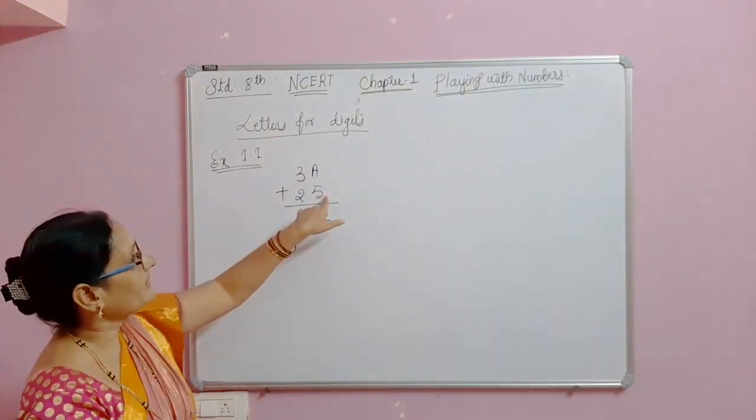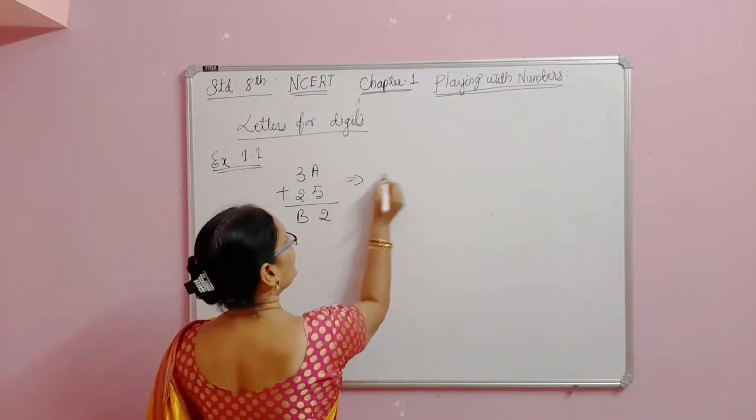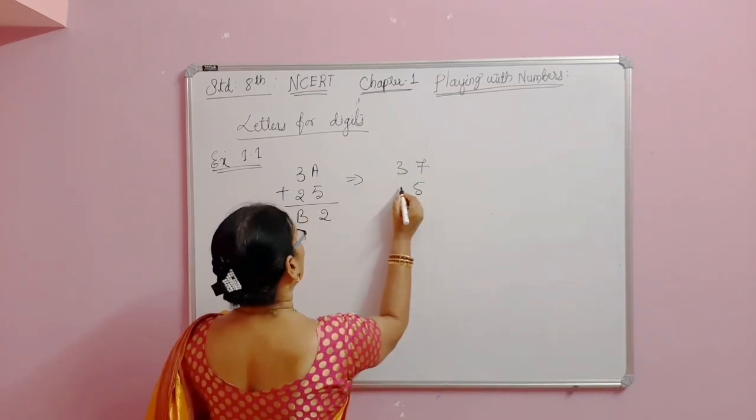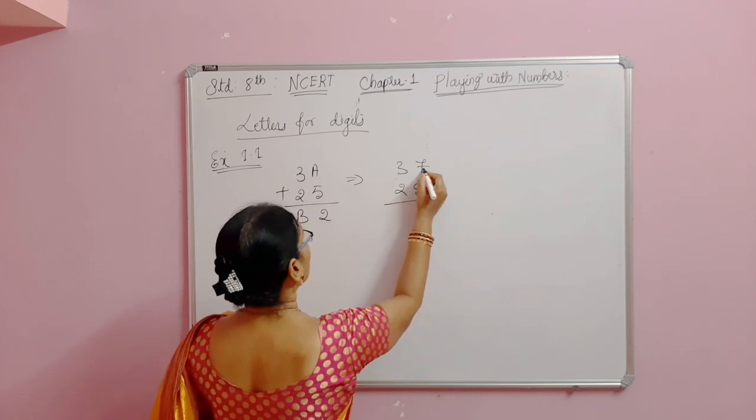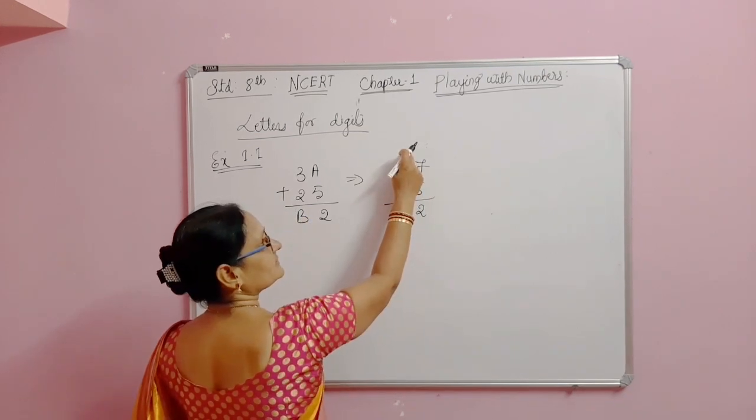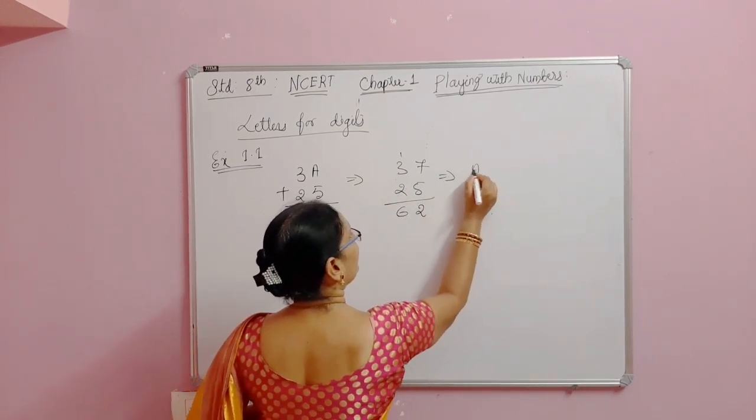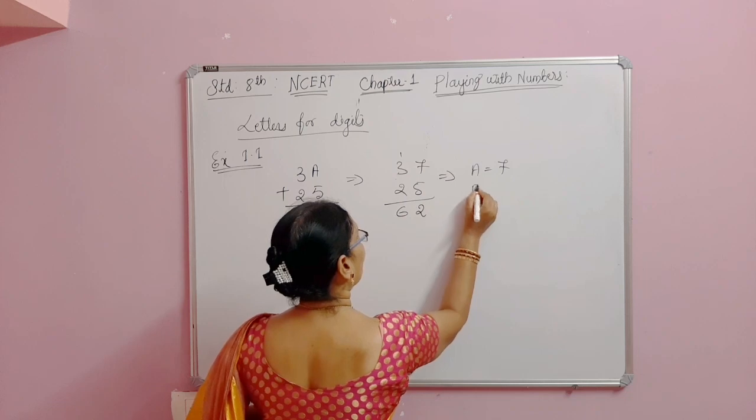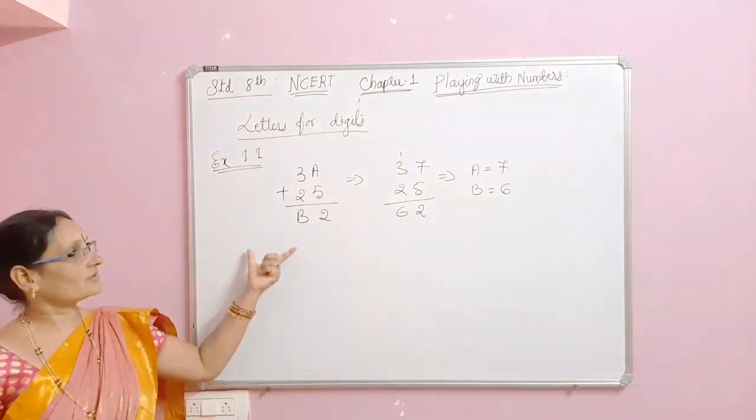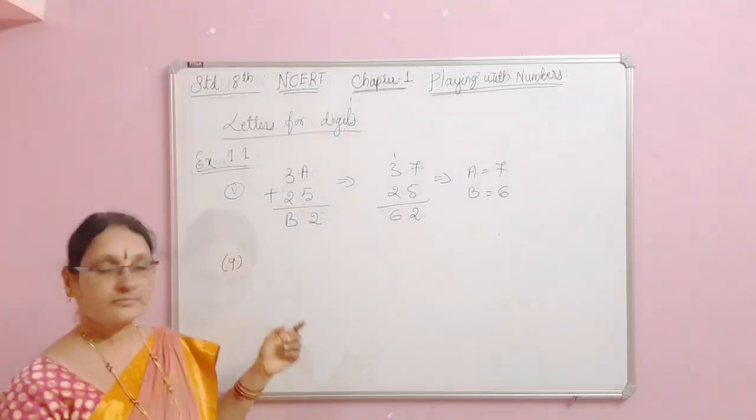That means 5 plus 7 implies 37 plus 25. 7 plus 5 is 12, carrying 1. 3 plus 1 is 4. 4 plus 2 is 6. This implies that A is 7 and B is 6. With your common sense, you can find the digits for the letters.